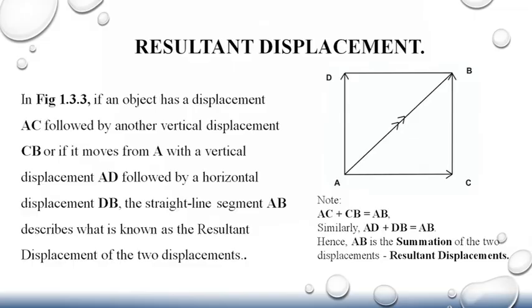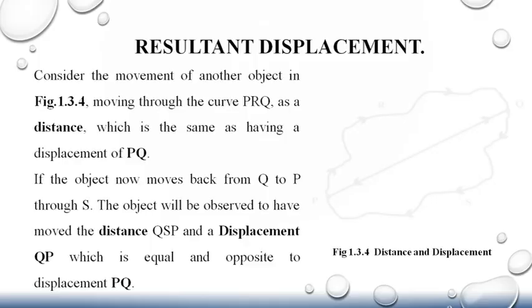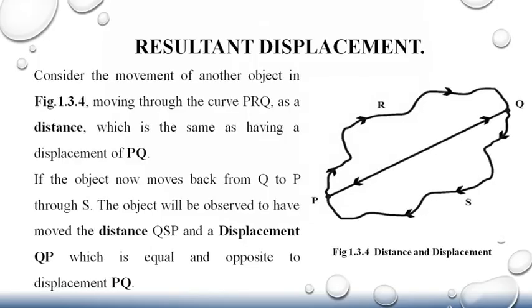Consider the movement of another object in figure 134. Moving through the curve PRQ as a distance, which is the same thing as having a displacement PQ. If the object now moves back from Q to P through S, the object will be observed to have moved through a distance of QSP and a displacement of QP, which is equal and opposite to displacement PQ.